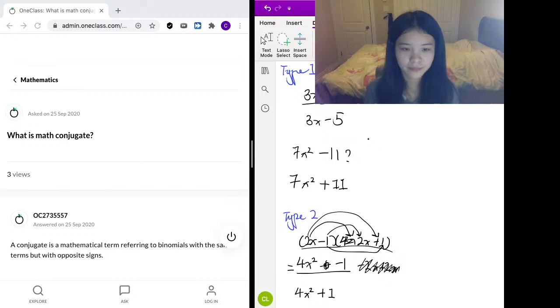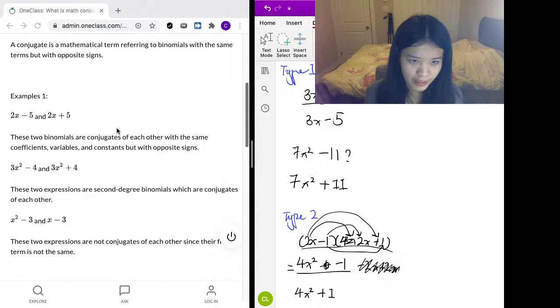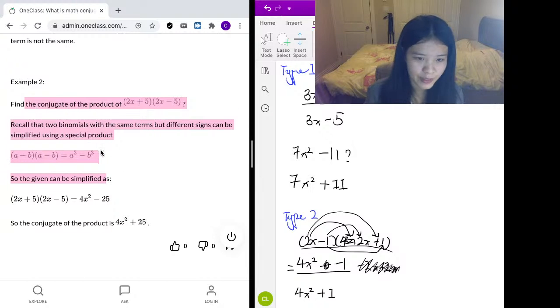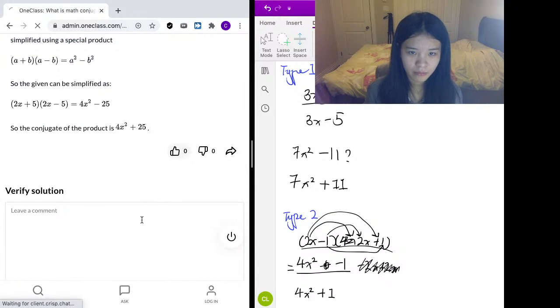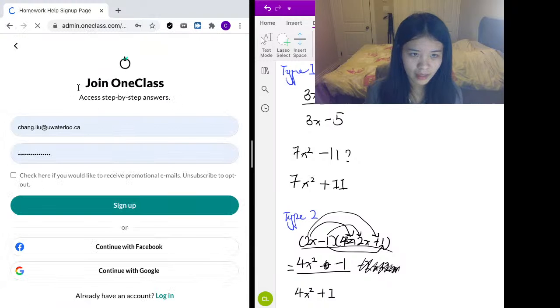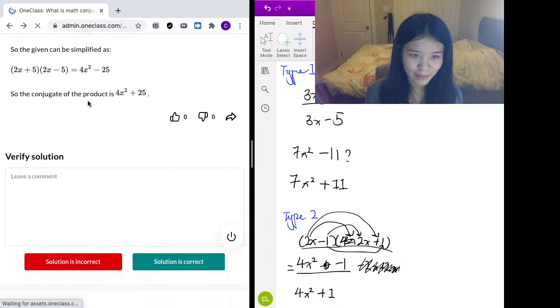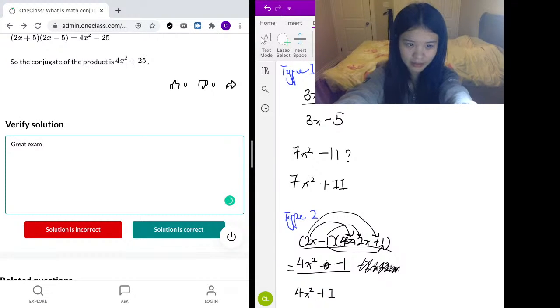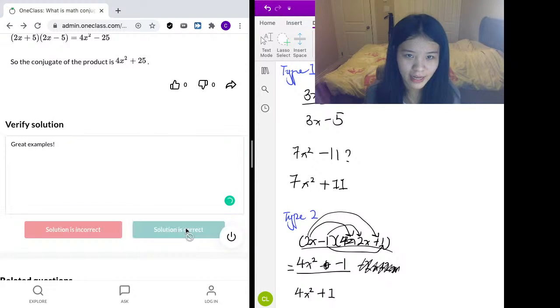Now, let's look at the sample solution here. They provided some examples of conjugates, and they provided some other examples of the second type of problems that you're most likely to encounter. Oops, I shouldn't press the wrong button. Okay, so we should say something like, great examples. And then the solution is correct.